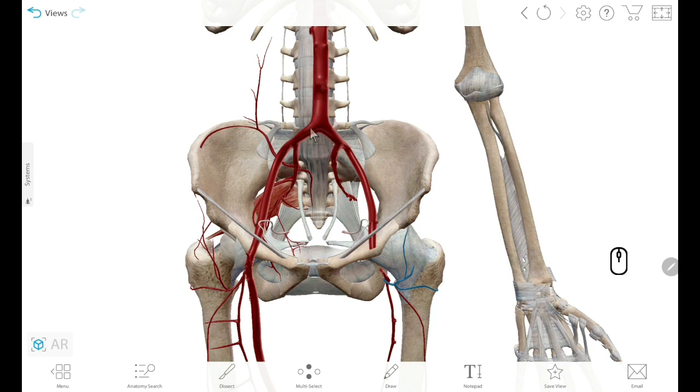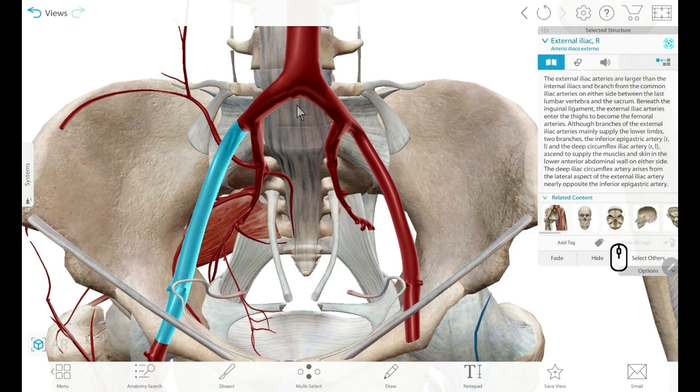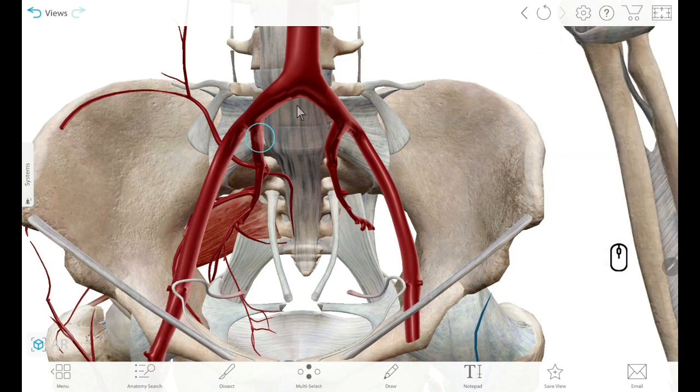Now the abdominal aorta divides into two terminal branches, the two iliac arteries. So these two are the common iliac arteries. Now the common iliac arteries further divide into an external iliac artery and an internal iliac artery. The internal iliac artery is inner to the external iliac artery. So this here is the external iliac artery and this is the internal iliac artery.